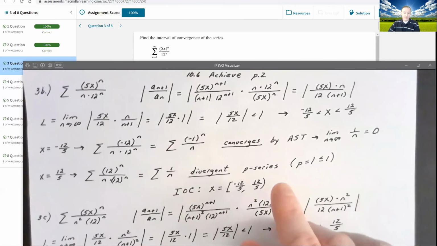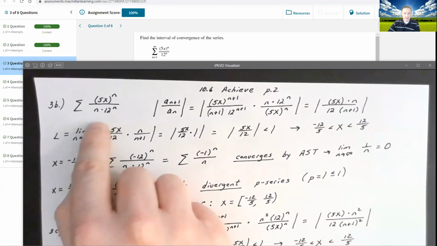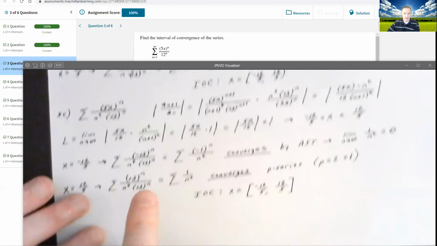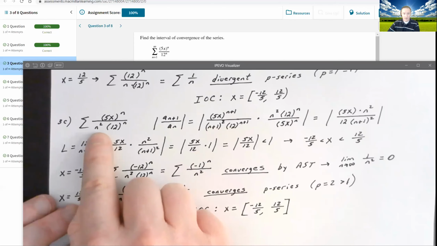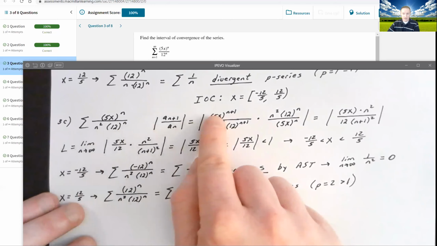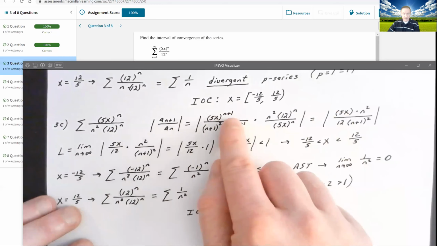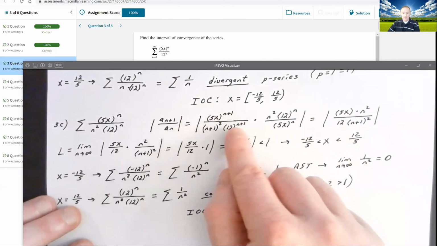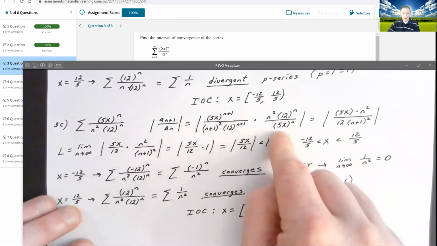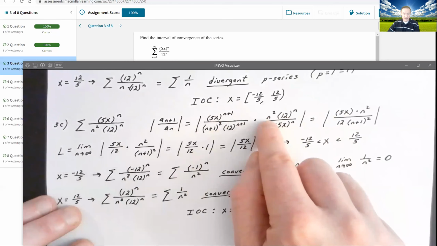Now there was a third part of this problem. In the third part, the only difference is it's going to change that n to a factor of n squared in your denominator. It really doesn't change much in the workings of the problem up here. You can see where I still have to take my a sub n plus 1 divided by a sub n. The only thing that's different from the previous two is I'm going to have an n plus 1 squared in the denominator, and an n squared in the numerator of that expression.